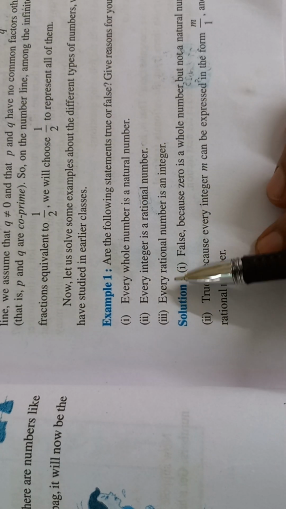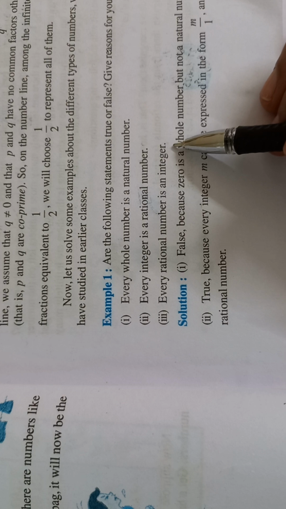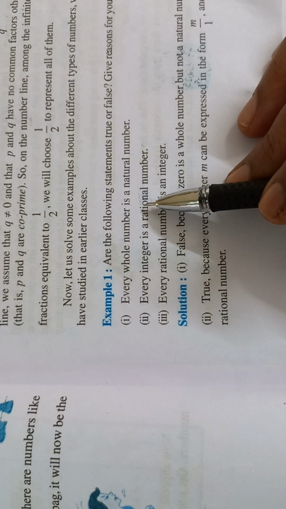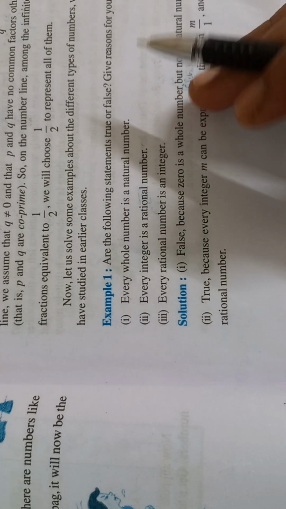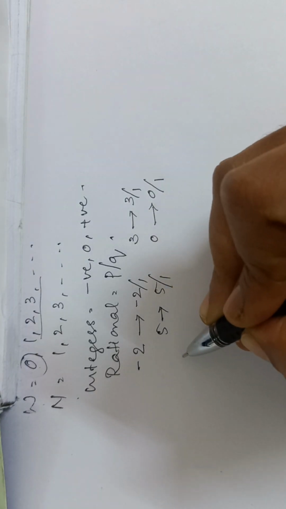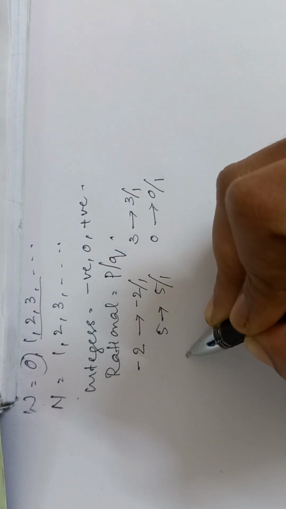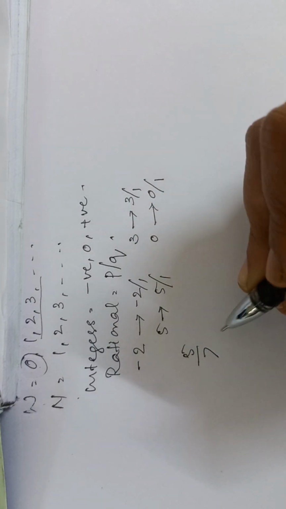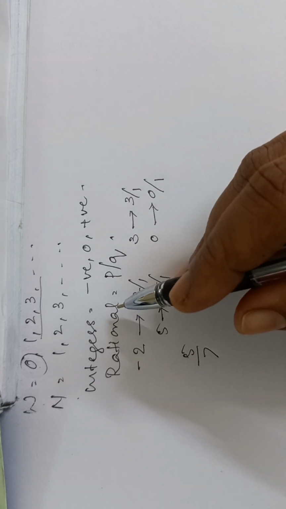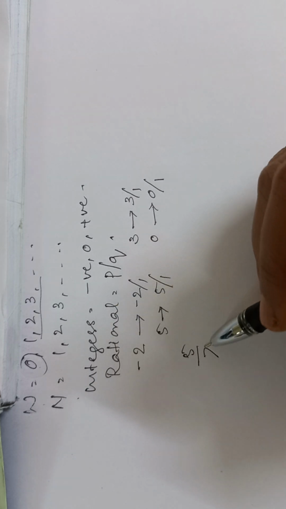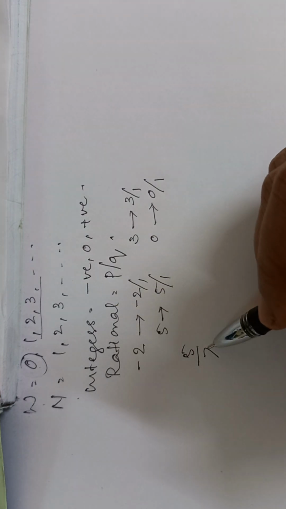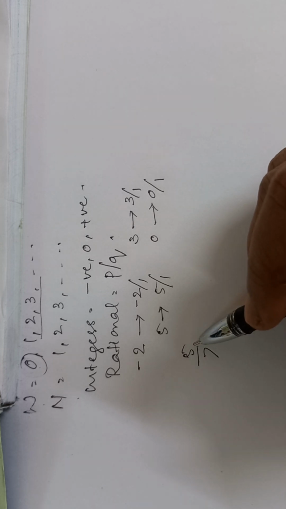Next is every rational number is an integer. This is the reverse of the previous question. Every rational number is an integer. Check this number 5 by 7. 5 by 7 is not an integer. It is not a counting number, you know. It is not an integer.